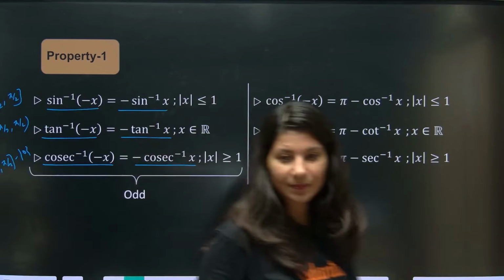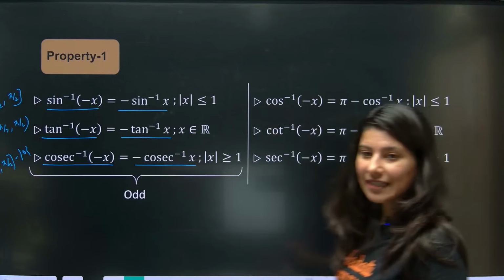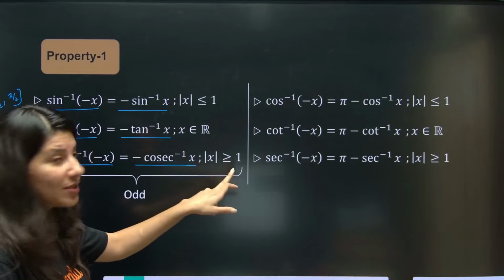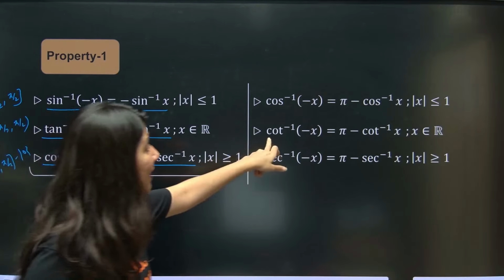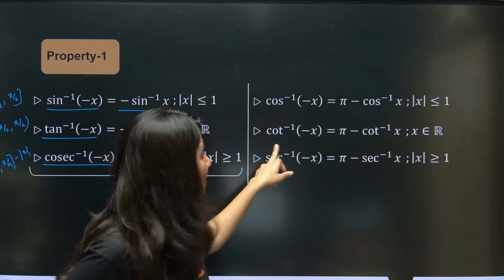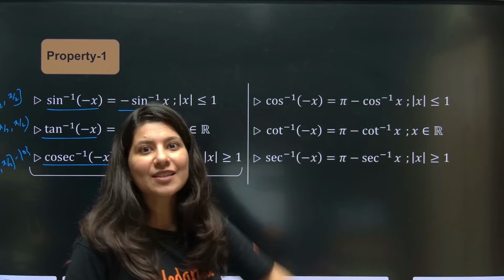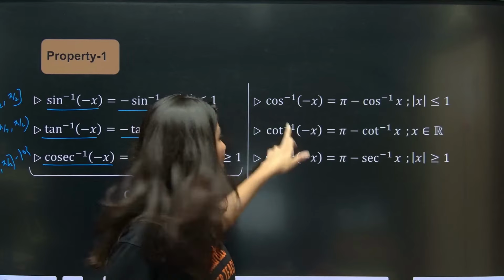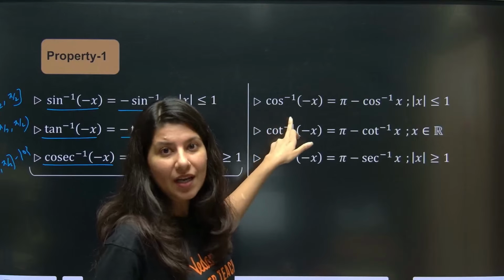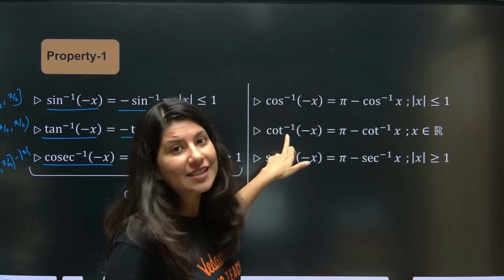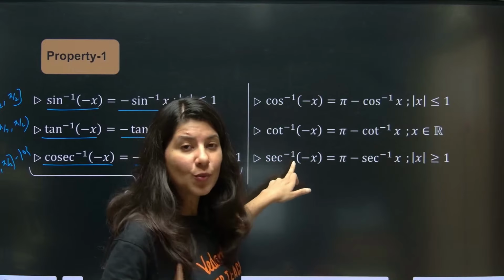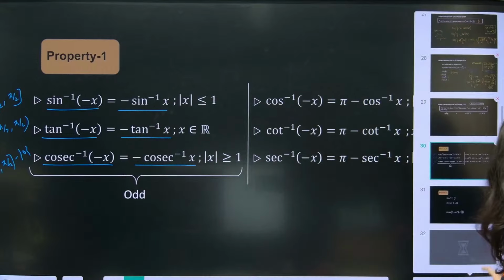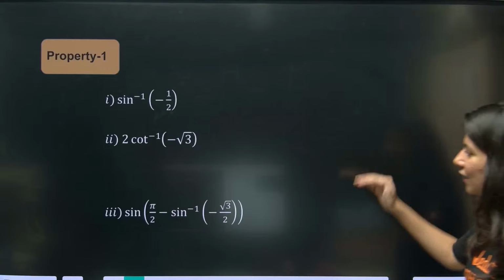Okay, now cos inverse minus x, cot inverse minus x, sec inverse minus x. We just did it right now, by the way. Cot inverse minus 3 by 4. We wrote pi minus cot inverse 3 by 4, right? So in here, cos inverse, cot inverse, sec inverse, what is the range, ma'am? Cos inverse range is 0 to pi closed. Cot inverse is 0 to pi open. Sec inverse 0 to pi closed except pi by 2. That is why this is pi minus something. Okay. So now just quickly tell me the value of these 3 things.